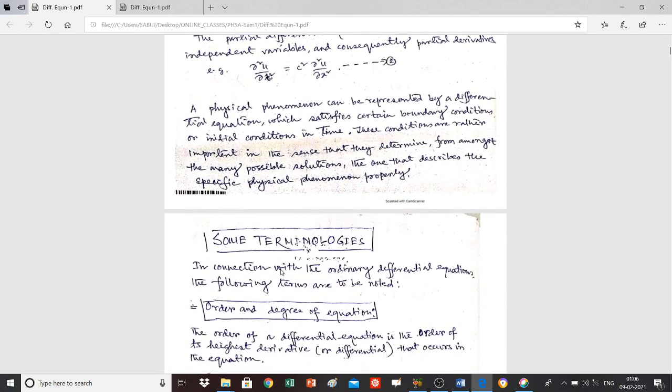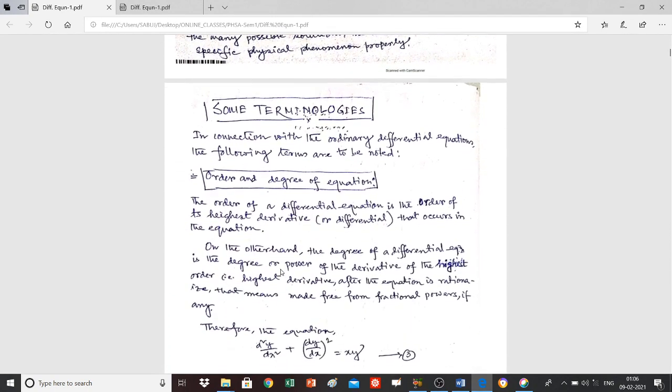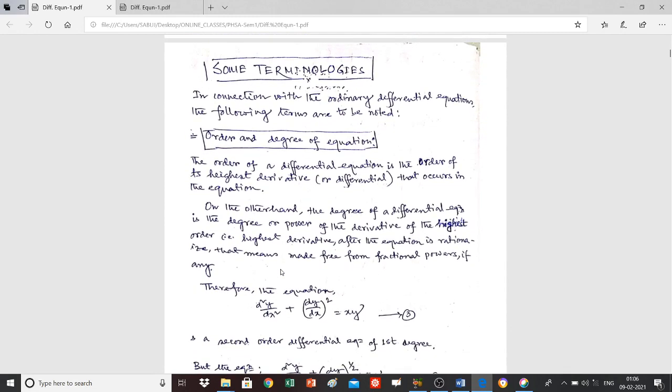Come to the next section, that is some terminologies, and in this section we will know some terminologies related to differential equations.